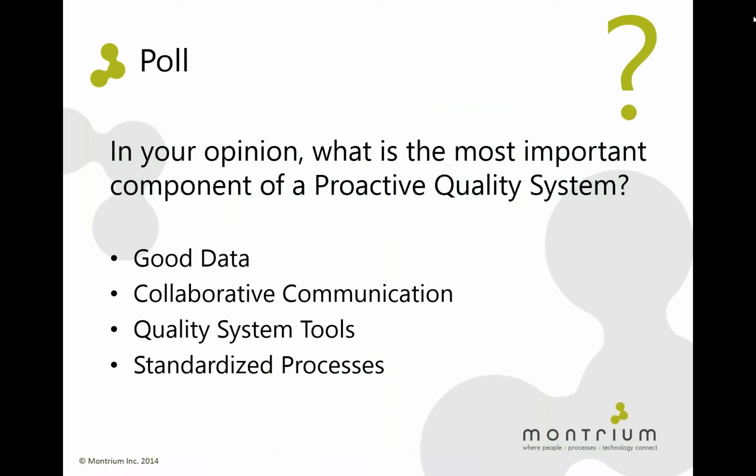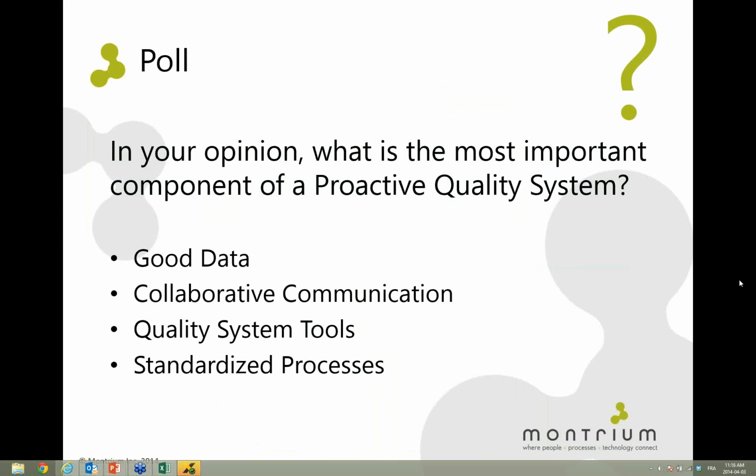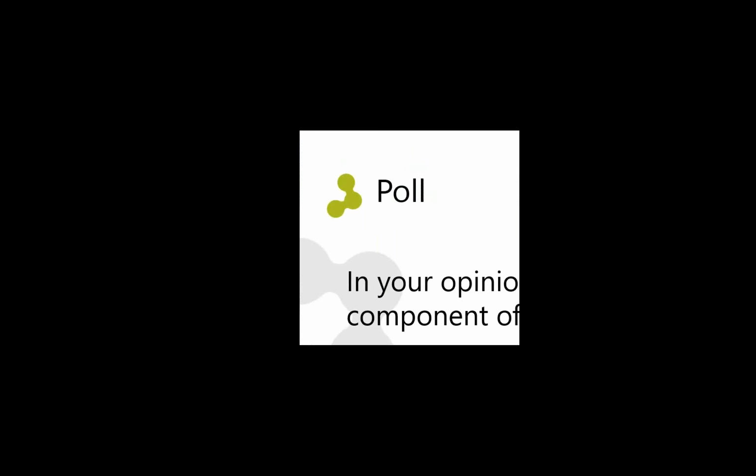So I'm now going to have our first poll during the webinar. These polls are useful for us to gain insight into what our colleagues are doing and people's thoughts. And so the first question I'd like to ask you all is, in your opinion, what's the most important component of a proactive quality system? So out of the 4 components, so good data, collaborative communication, quality system tools, and standardized processes, which one do you think is the most important? So if you could vote, you'll see that come up on screen.